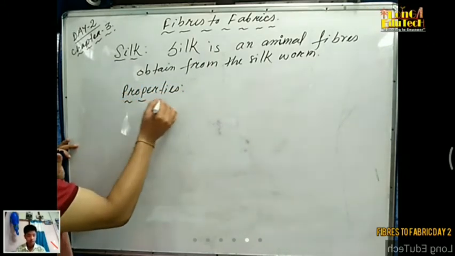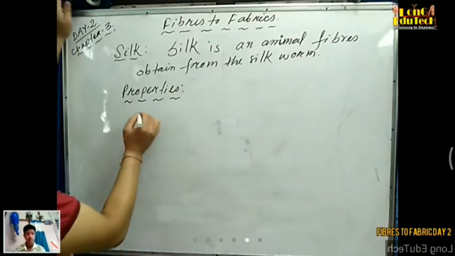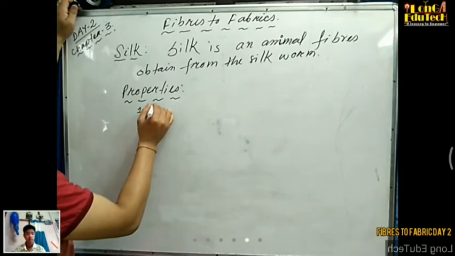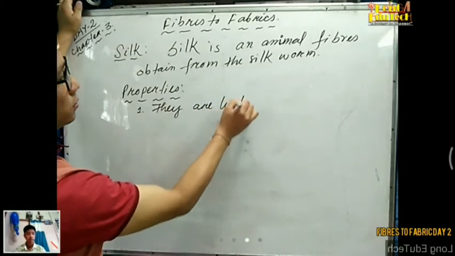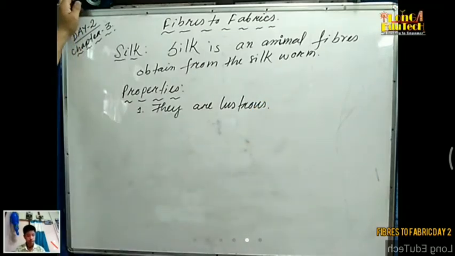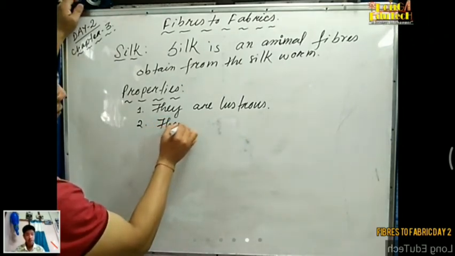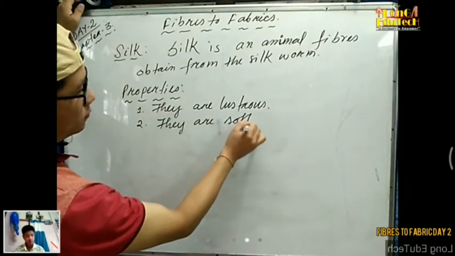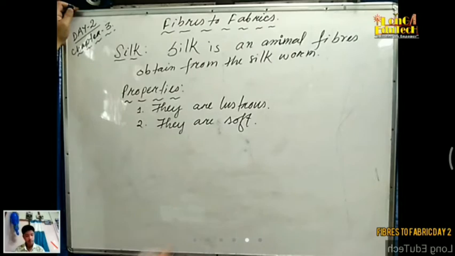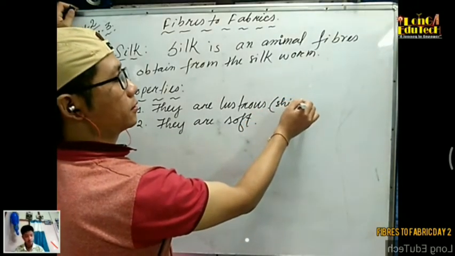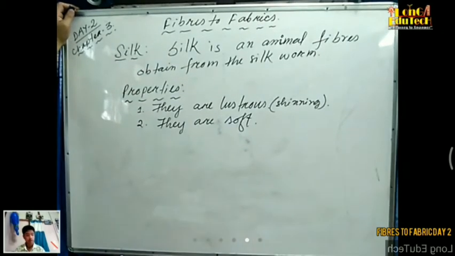What are the properties of the silk fibers? The first point, the properties of silk: these fibers are lustrous. The second point we can write: they are soft. Lustrous means shining. You can also mention shining appearance, no problem.